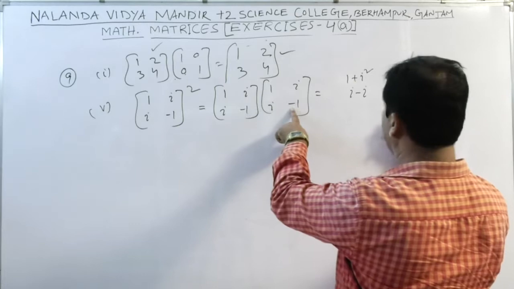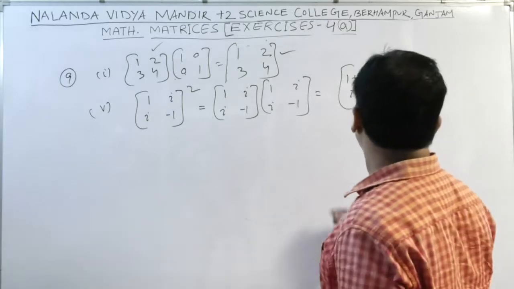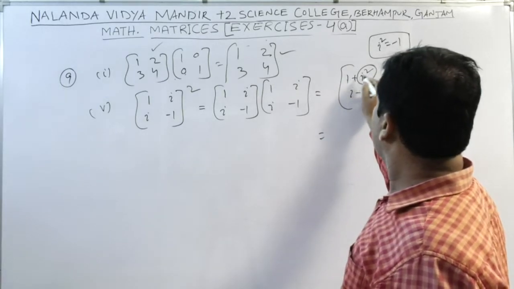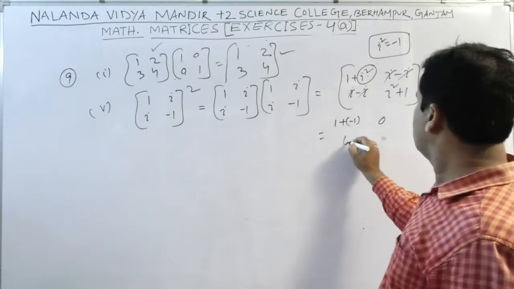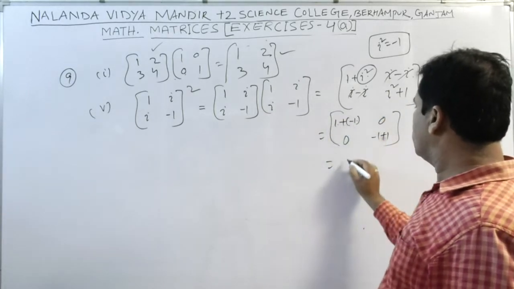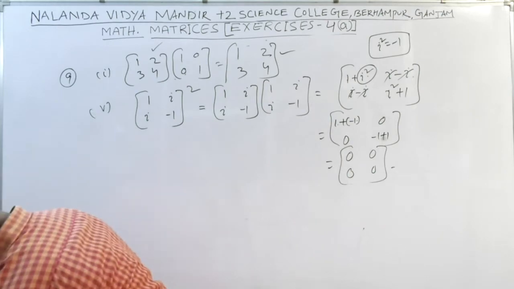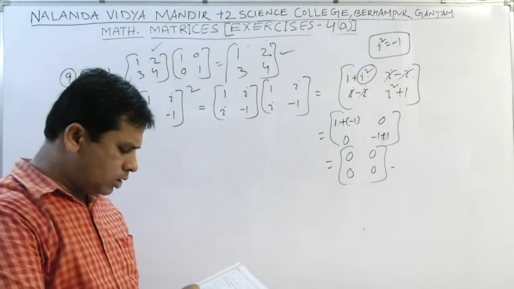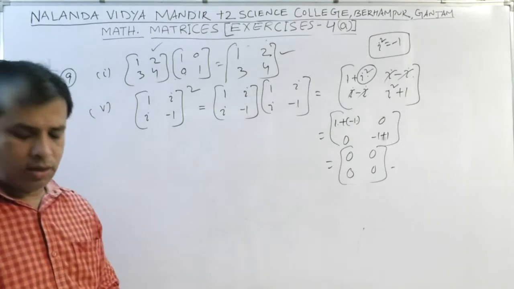We know the value of i squared is equal to minus 1. Therefore, put the value of i squared: 1 plus minus 1 is 0, i minus i is 0, i minus i is 0, and i squared means minus 1 plus 1, 0. Therefore, this is equal to [0, 0; 0, 0]. Therefore, we get the zero matrix. In the same way, you multiply the 6th one, the unit matrix [0, 1; 1, 0], with the matrix [a, b; c, d]. We can multiply all the parts of question 9.